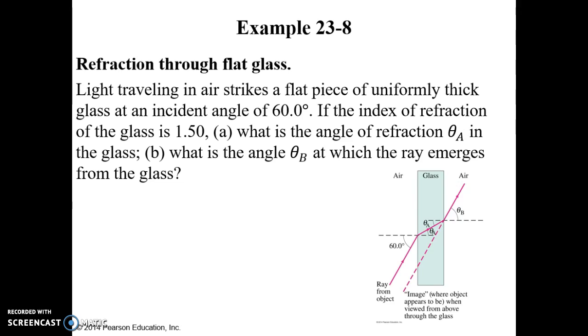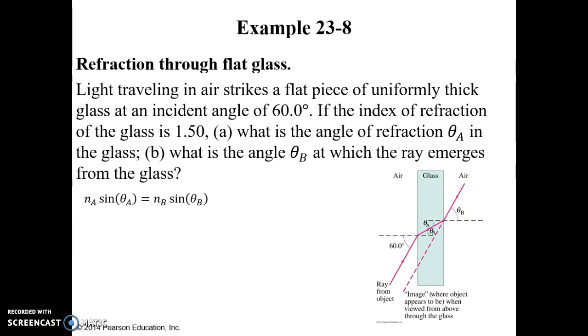Now here we have a light traveling in air and it strikes a flat piece of uniformly thick glass at an angle of incidence of 60 degrees. If the index of refraction of the glass is 1.5, what is the angle of refraction, theta A, in the glass? And then what is the angle theta B at which the ray emerges from the glass?